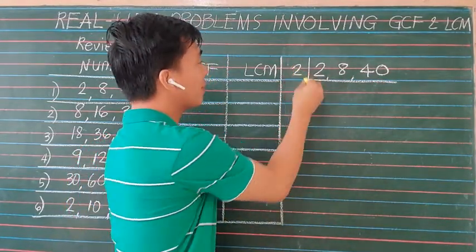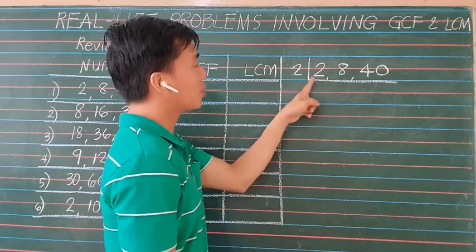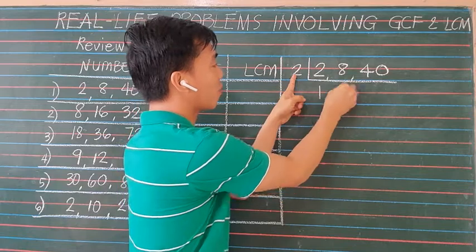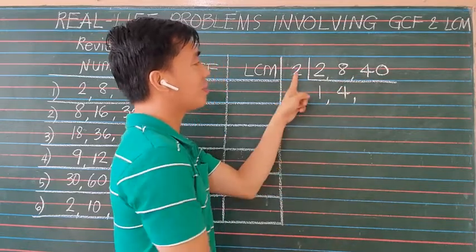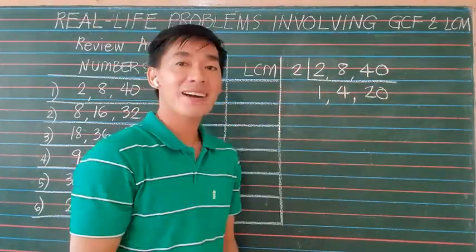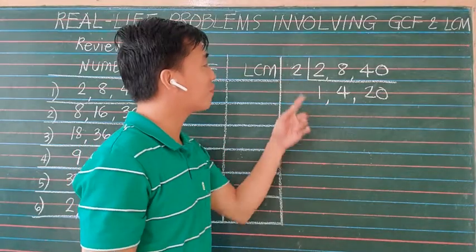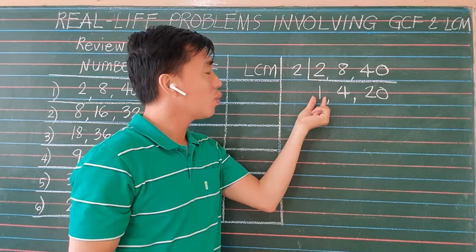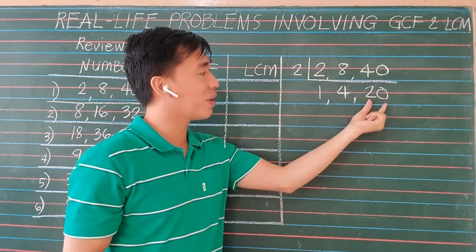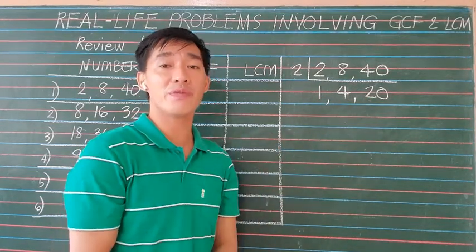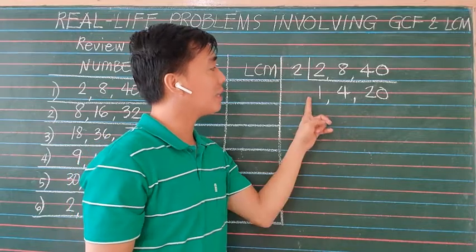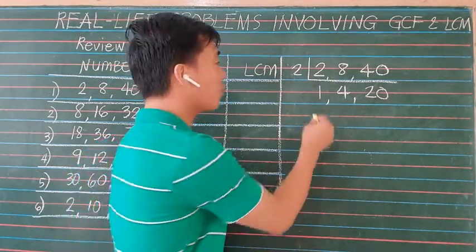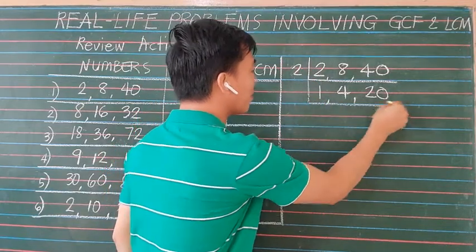So you divide them by 2. So 2 divided by 2 is 1, 8 divided by 2 is 4, and 40 divided by 2 is 20. After you already have the first factor, now if you try to examine 1, 4, and 20, there is no more other factor that could divide the three of them except for 1. Now, what will happen if we still insist to divide them by 1?